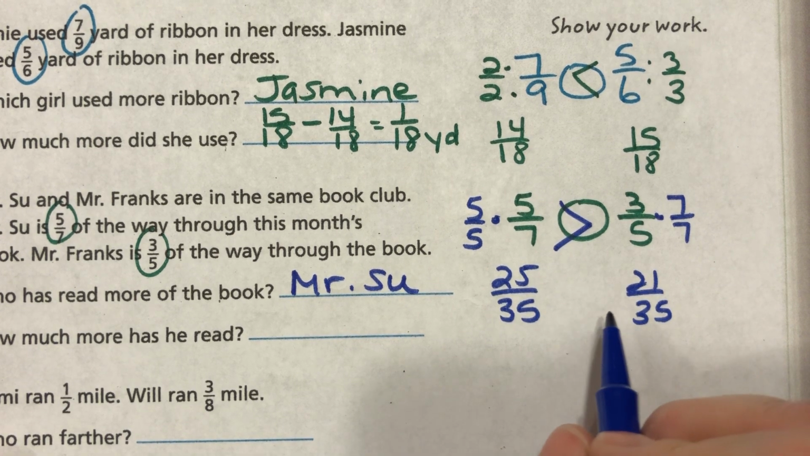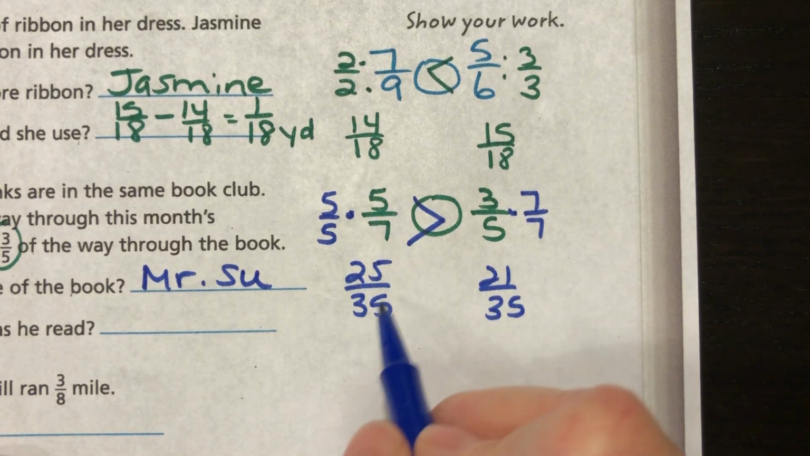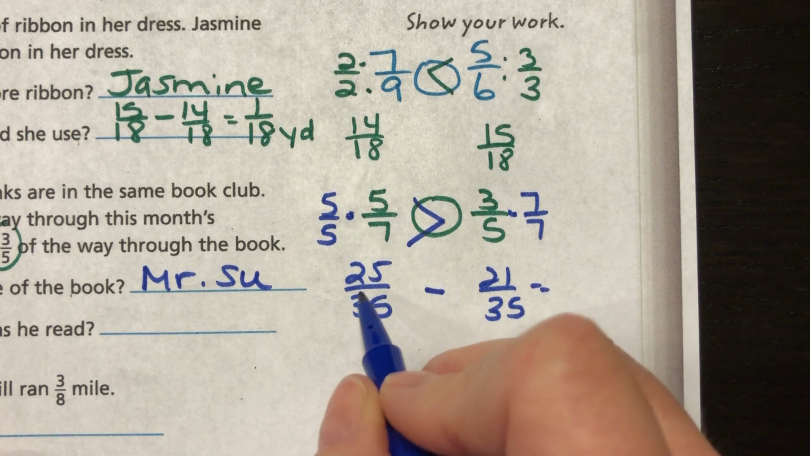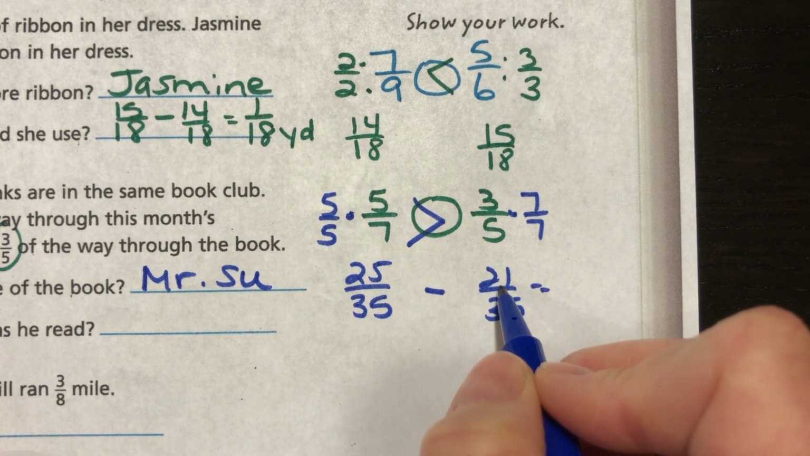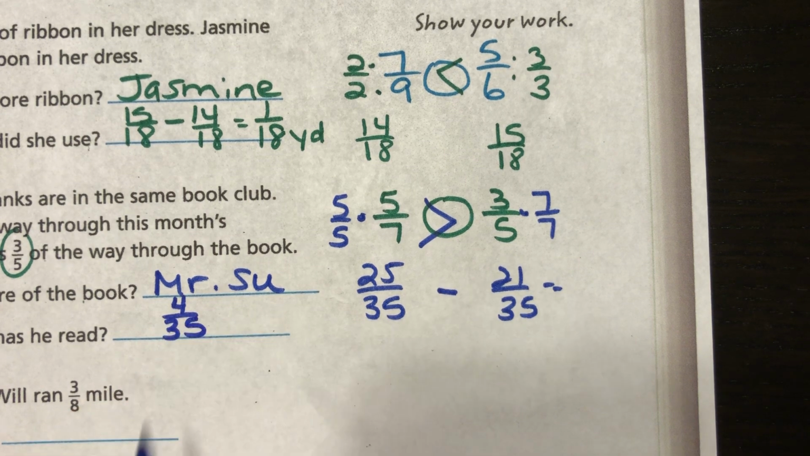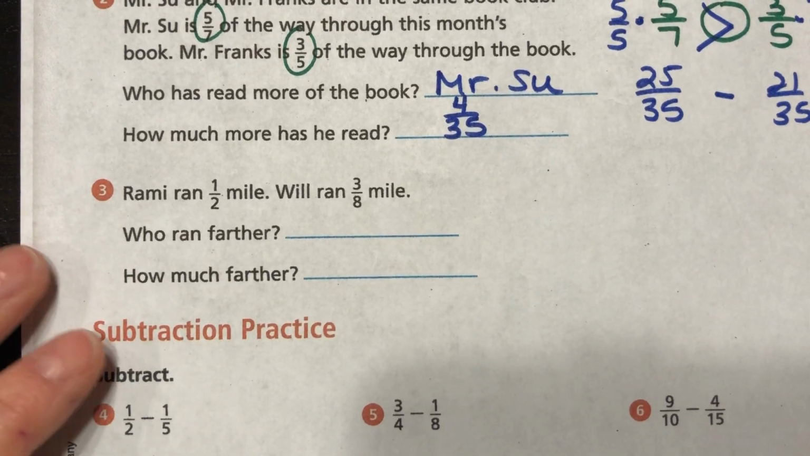Now it wants to know how much more he has read. That means we want to subtract to find the difference. And this is set up nicely. I have 25 over 35 minus 21 over 35. So 25 minus 21, that would be 4. My denominator doesn't change. How much more? 4/35 more.